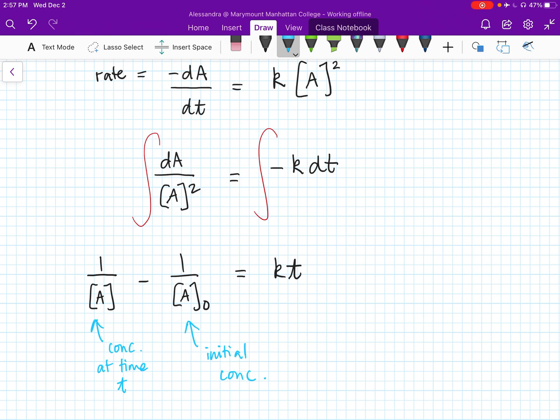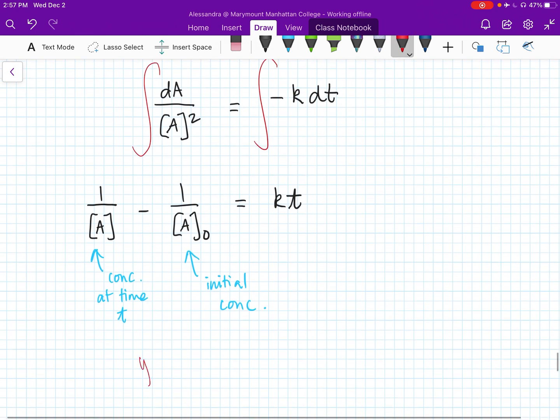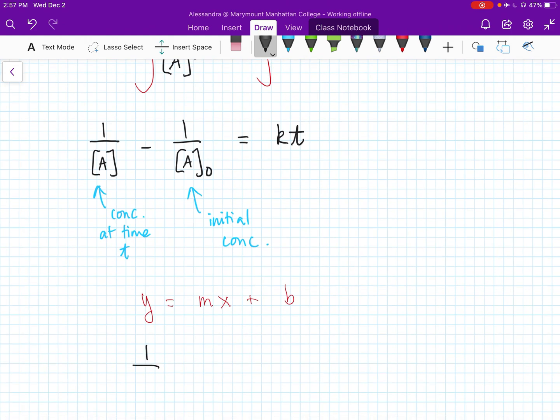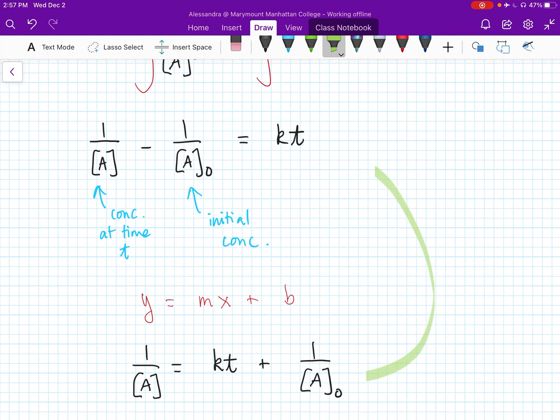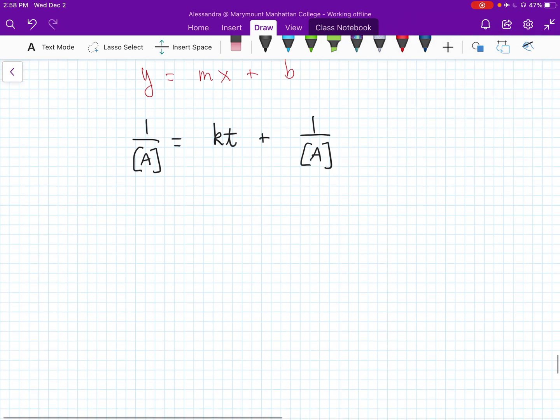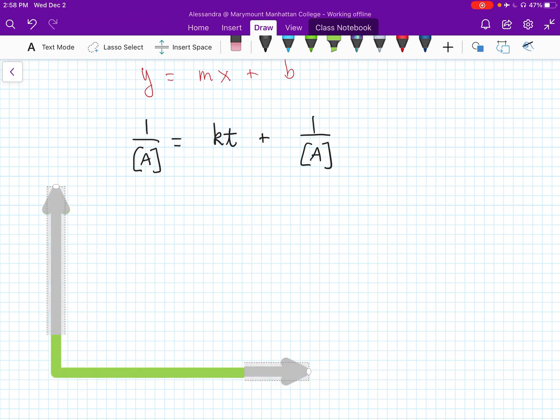So I'm going to rearrange this to get it into the form of y equals mx plus b because I'm interested in getting a graph with a straight line. So here, x is going to be t, and I'm going to make y into 1 over A. So I'm going to say that 1 over A equals kt plus 1 over A0. And all this is a rearrangement of that equation from up there so that I get it in the form of y equals mx plus b. Of course, the reason I'm interested in doing that is so that I can get an equation with a straight line. So let's set up some Cartesian coordinates.